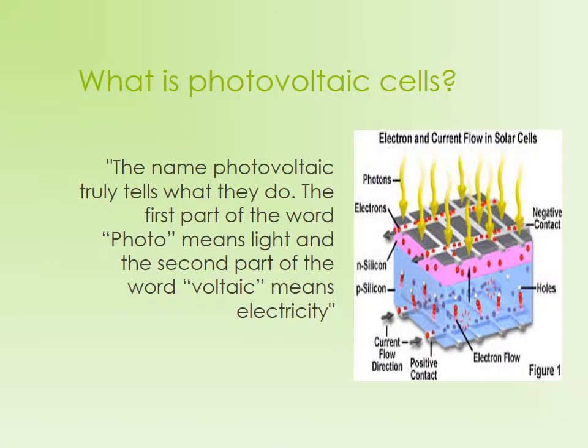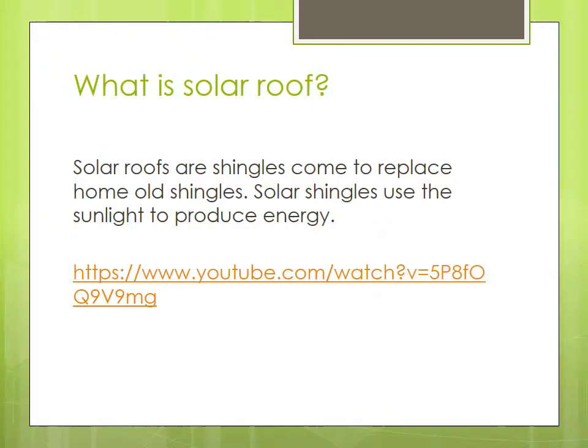What is photovoltaic cells? To produce electricity from the sun, we need to use photovoltaic cells. The word photovoltaic is divided into two parts. The first part, photo, means light, while the second part, voltaic, means electricity. Now, after we talk about photovoltaic cells, we can talk about shingles. Today, most of the shingles are the old and classic shingles. The solar shingles do the same work of protecting the house as the old shingles, but the new shingles are producing electricity for the house.